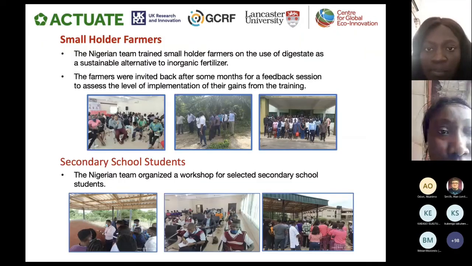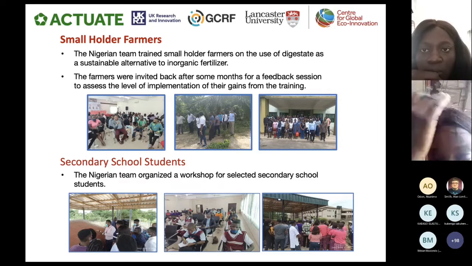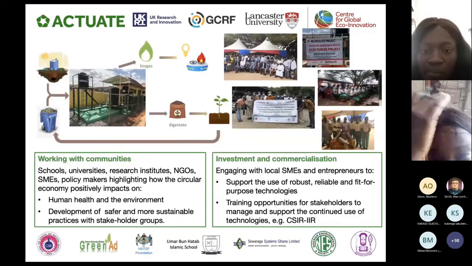But another important element of this project is how we engage with the students, the school teachers, their communities, by holding a series of workshops and engagement activities, but also how we engage with people who might benefit from this in reality. So an example here are smallholder farmers who would be looking to use the fertilizer that's coming from the digester to support plant growth and food production.